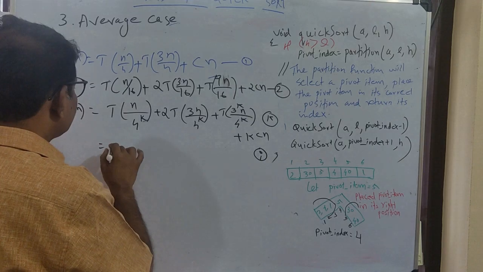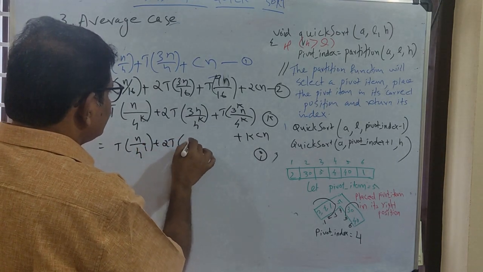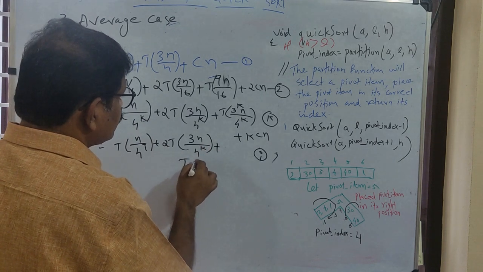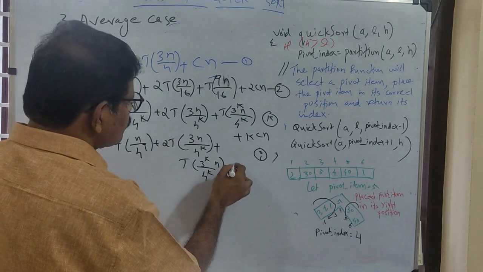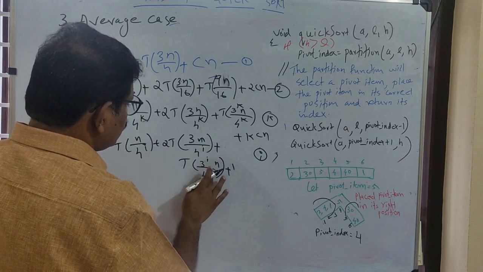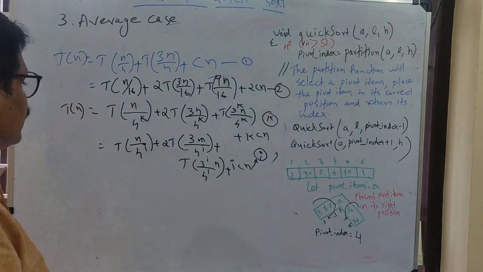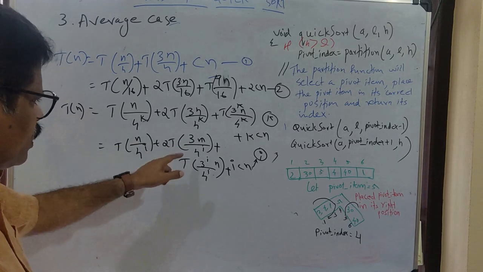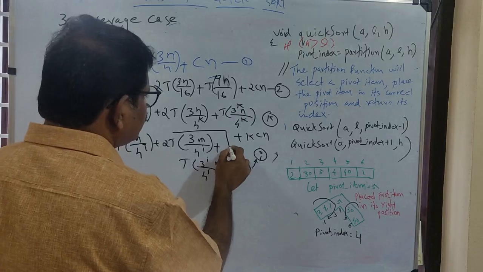And our ith equation will be T(n) equal to T(n/4^i) plus 2T(3n/4^i) plus T(3^i n/4^i) plus iCn. This will be our ith equation.